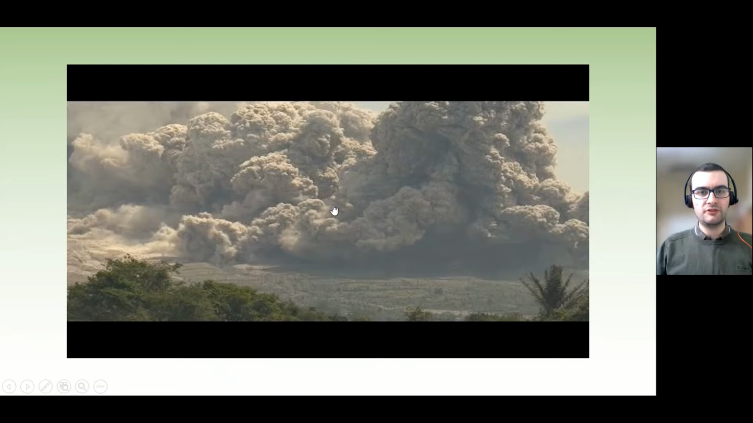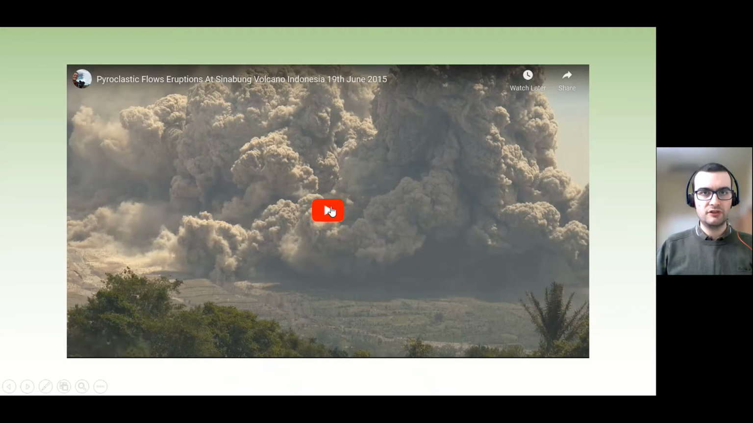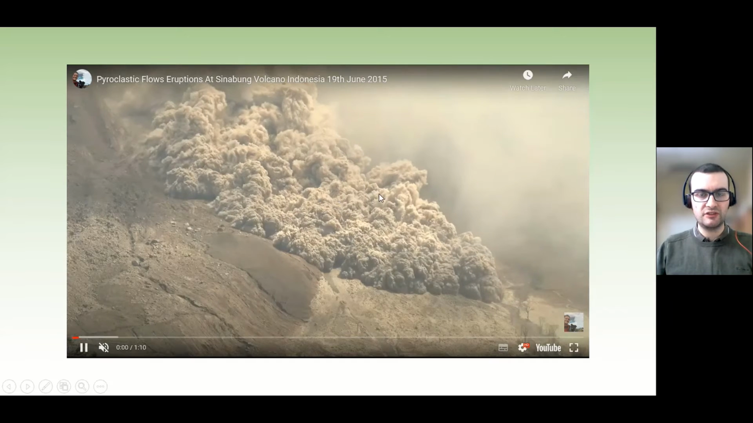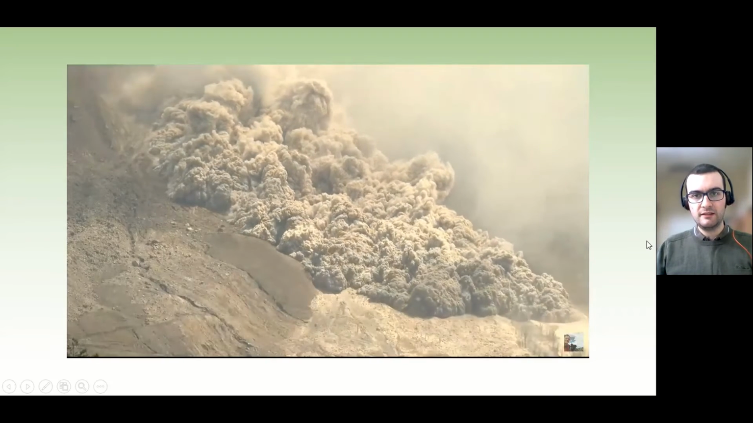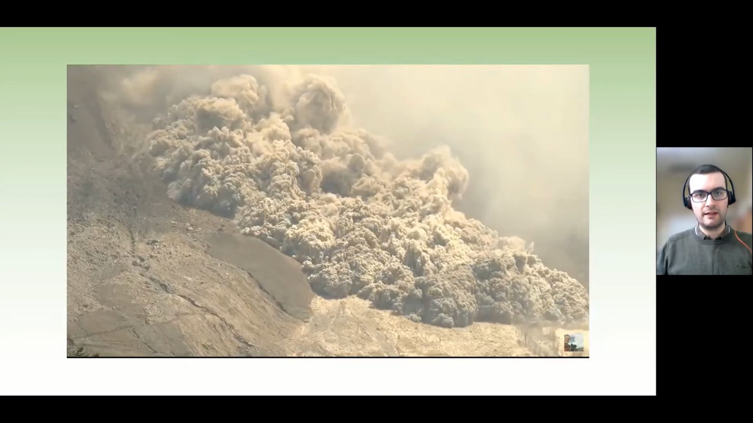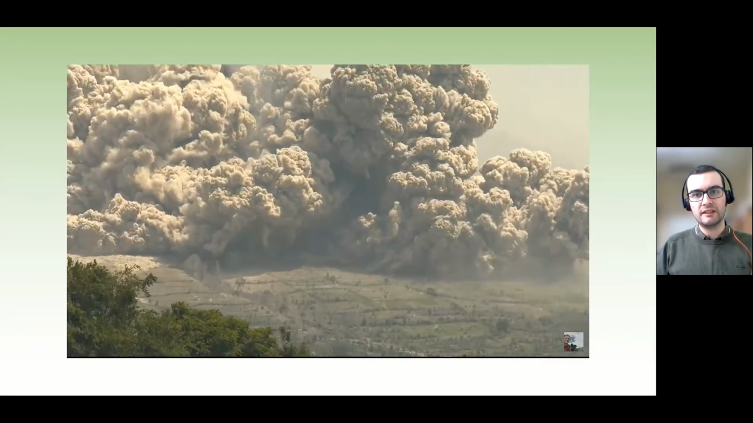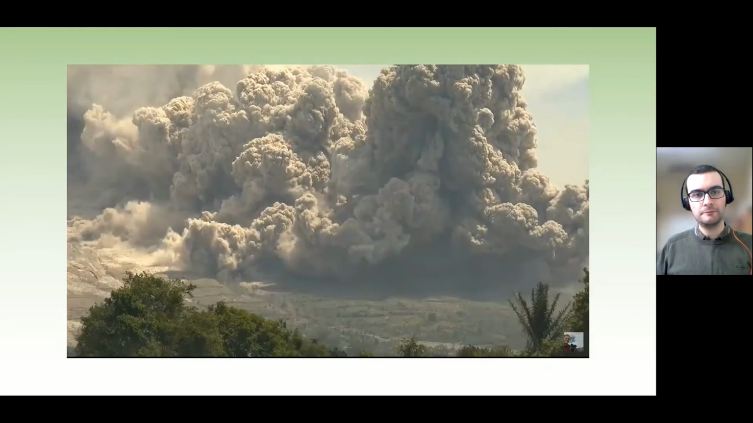We'll watch another video to give you an example of the scale of PDCs. This here is an eruption in Indonesia called Sinabung, and this is from 2015. You can see here that the flow is going down the hillside very rapidly and then along the valleys in the flat, with these large billowing clouds above the main flow.